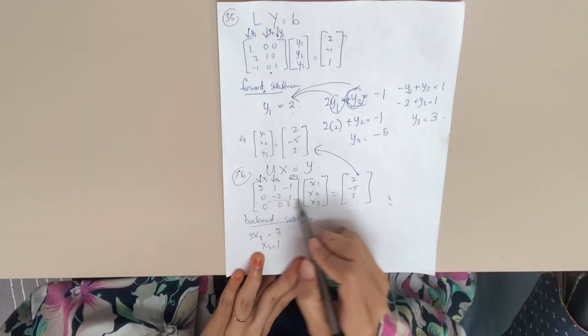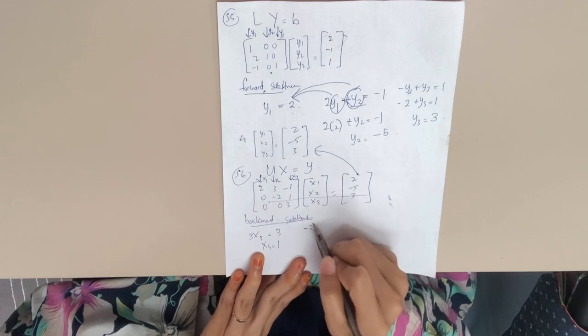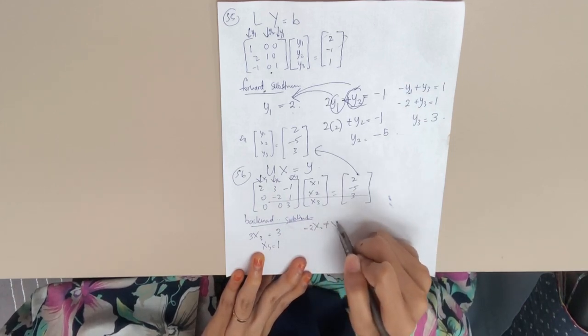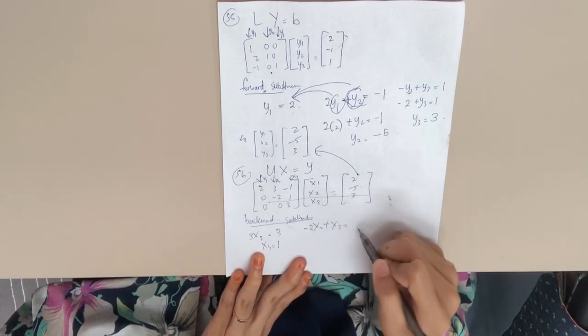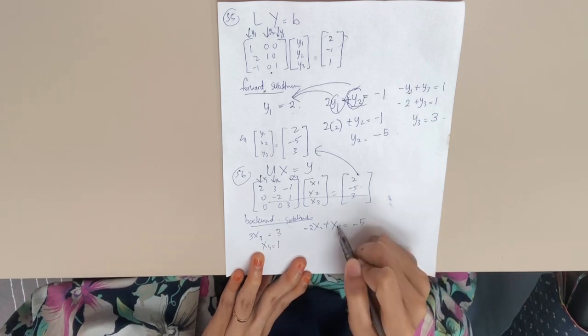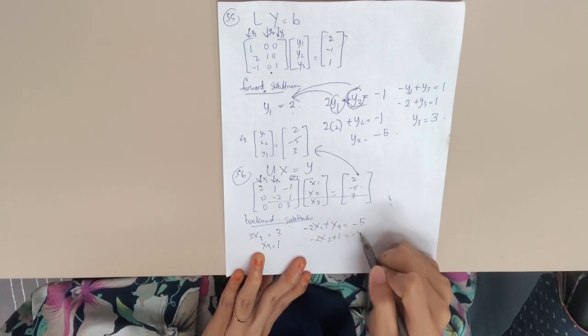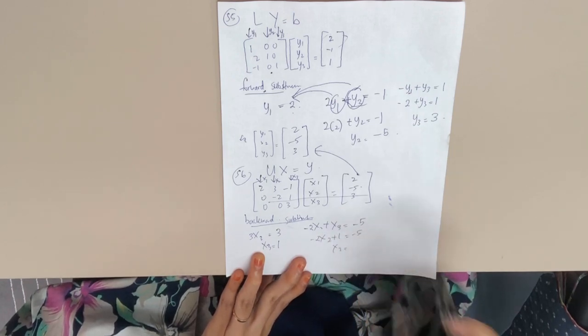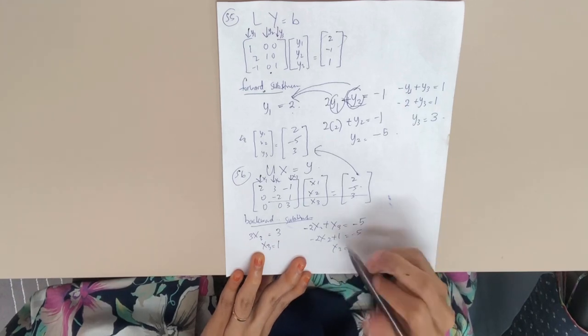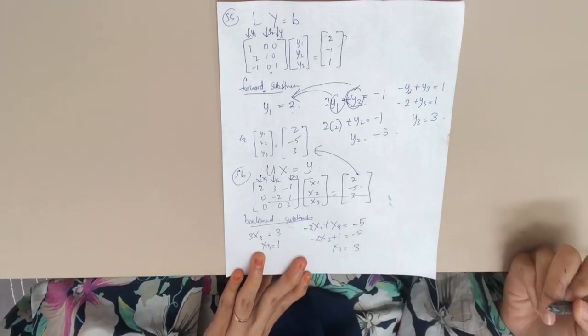Then we proceed to the second row. The second row is negative 2x2 plus x3 is equal to negative 5. You have already found x3, so substitute the value of x3 here. So negative 2x2 plus 1 equals negative 5. So x2 is equal to negative 5 minus 1, negative 6, over negative 2. So x2 is equal to 3.